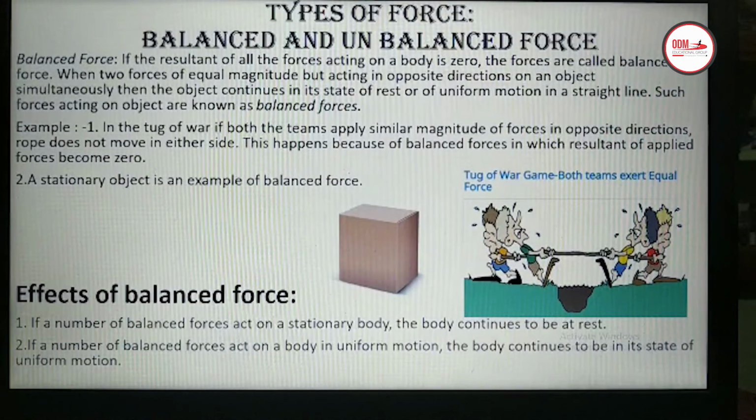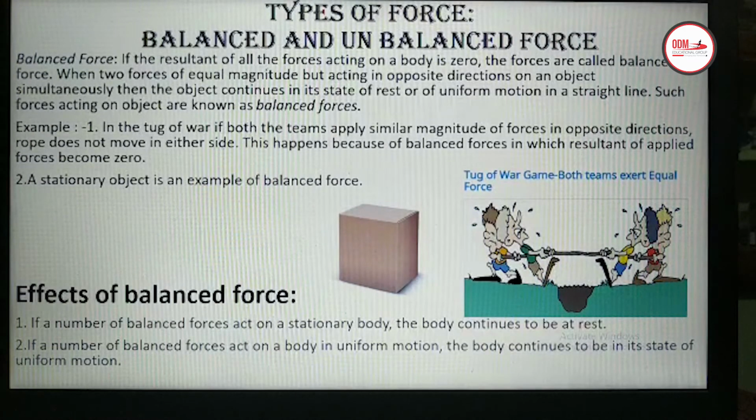Then the next thing, basically there are two types of force. One is balanced force, another one is unbalanced force. So what is balanced force? If the resultant force of all the forces acting on a body is zero, then the forces are called balanced force. So when two forces of equal magnitude but acting in opposite direction act on the same object, I will call it balanced force.